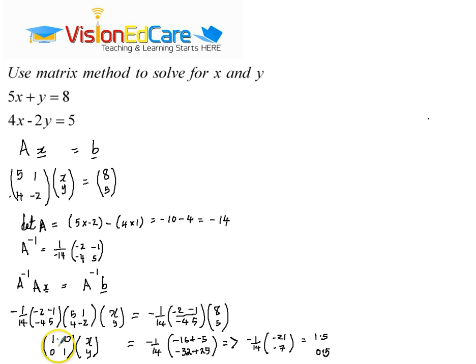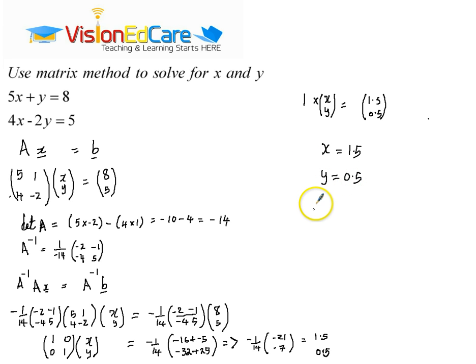So on the left hand side, the identity matrix 1, 0, 0, 1 times xy behaves like the number 1 multiplied by xy. It has the property of 1. It's the same thing as multiplying 1 times xy really. And we get 1.5, 0.5, which means that x equals 1.5 and y equals 0.5.